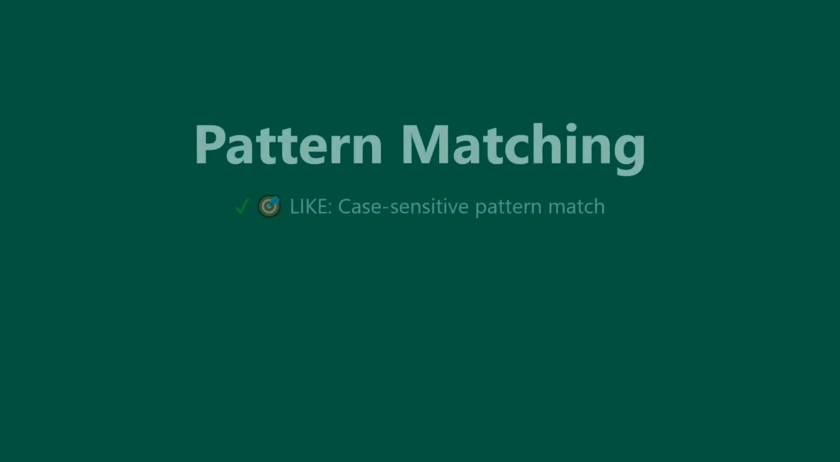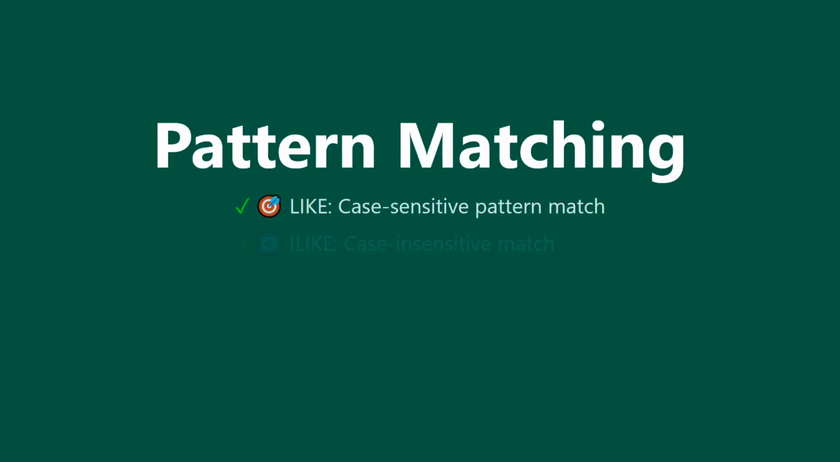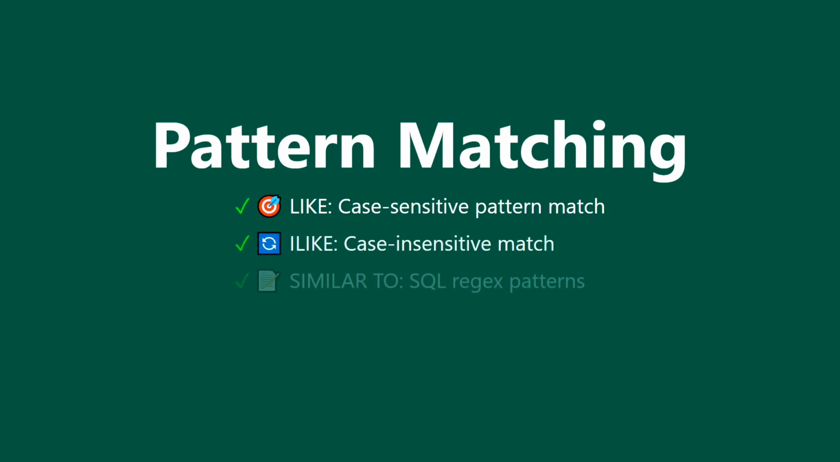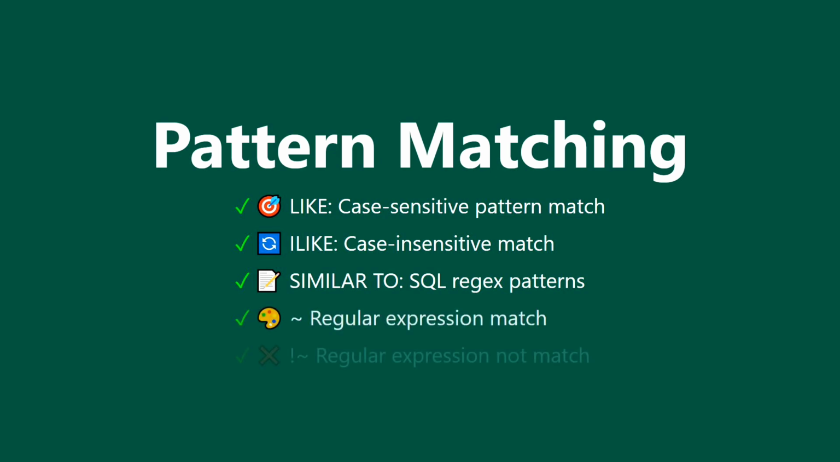Further, the pattern matching operators give you flexibility for text search capabilities. The LIKE operator performs case-sensitive pattern matching using wildcards. The percentage sign matches any sequence of characters, while underscore matches any single character. ILIKE does the same but ignores case differences, and SIMILAR TO provides SQL standard regex pattern matching for complex needs.